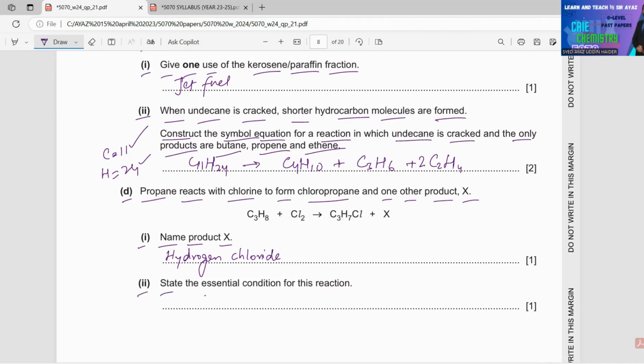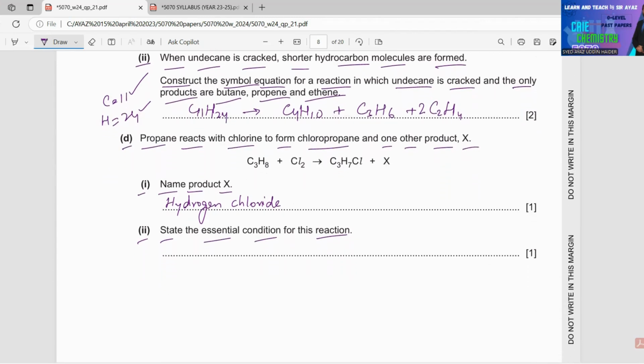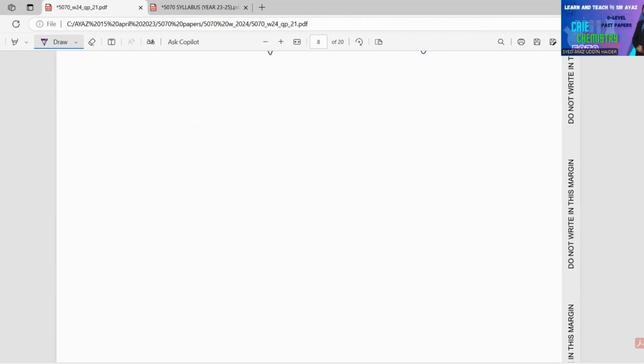Number 2, state the essential conditions for this reaction. The essential condition for this reaction is ultraviolet, right? So I will write ultraviolet light. You can even write diffused sunlight. Moving to next part.